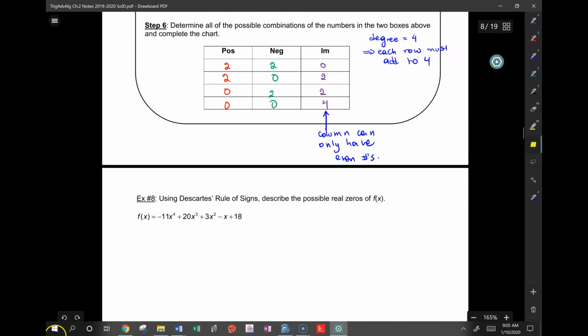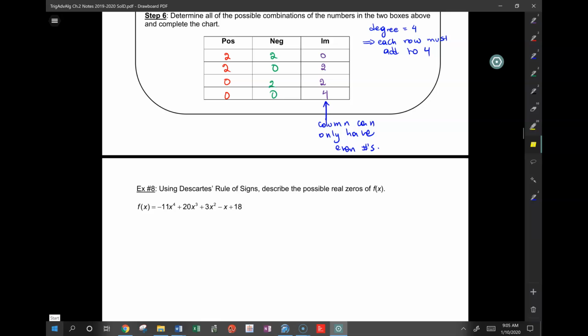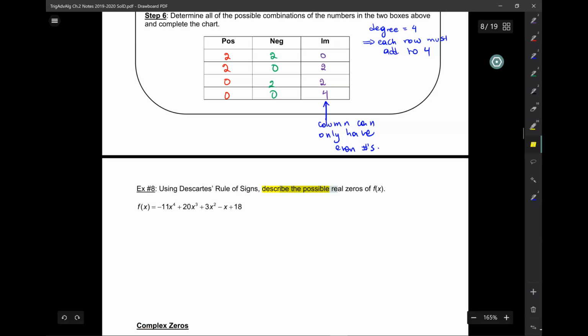Now, the directions that will prompt you to use Descartes' rule of signs will say, describe the possible real zeros. The word is describe. When it says describe, you have to figure out by Descartes' rule of signs this chart. All right, so let's do one now.